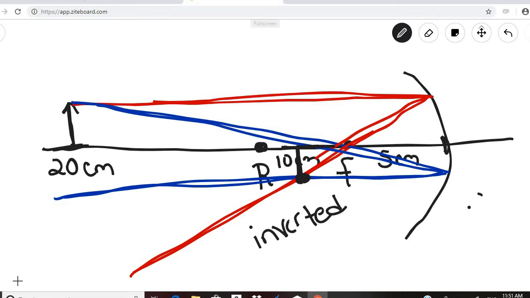And what about its size? It is smaller, so it's reduced compared to the real object that was in front of the mirror. Okay, so this is the size of the true object. This is the size of the reflected image. It's upside down and it is smaller than the original, than the real object.